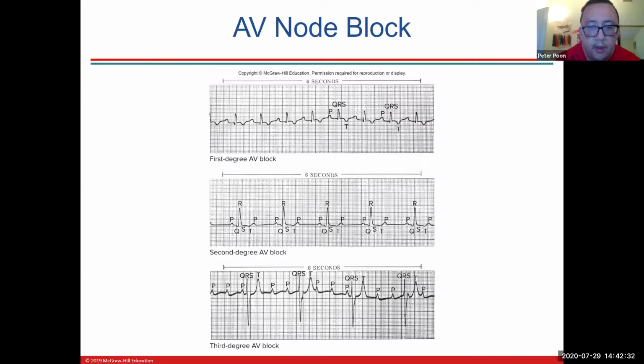So you can see the P wave gets through here, this one doesn't get through, this one does, et cetera. In this one, the P waves have almost no correlation with the QRS complex.